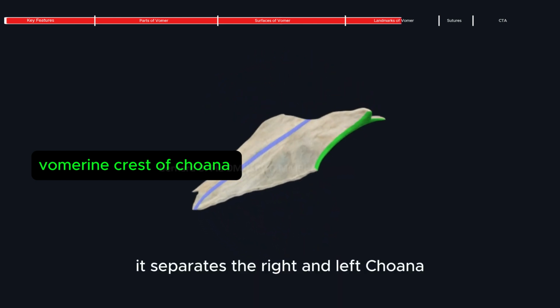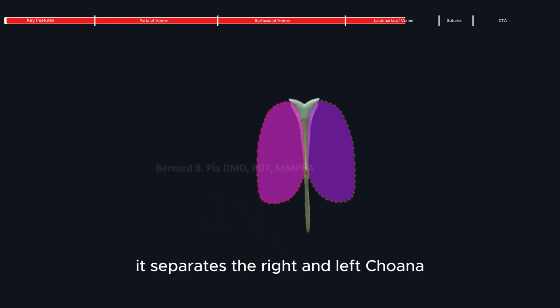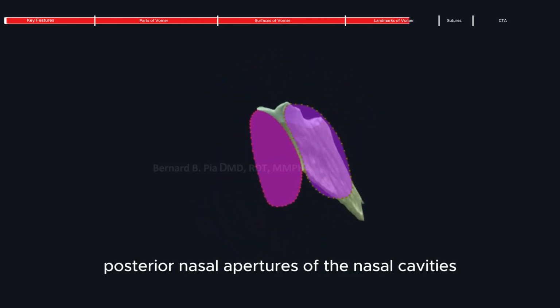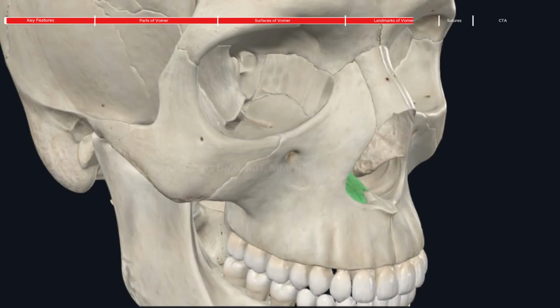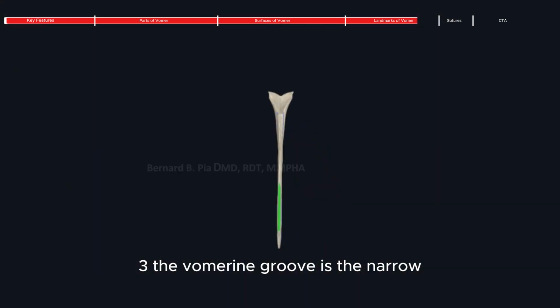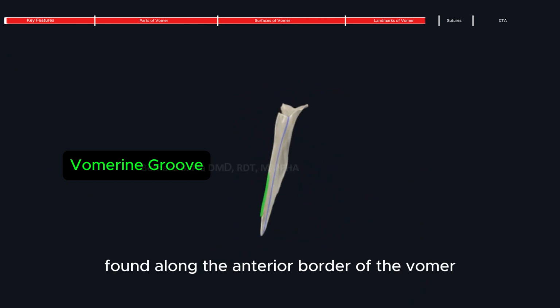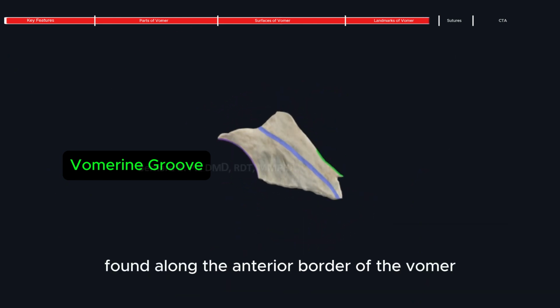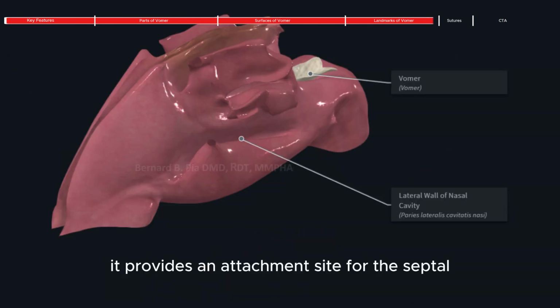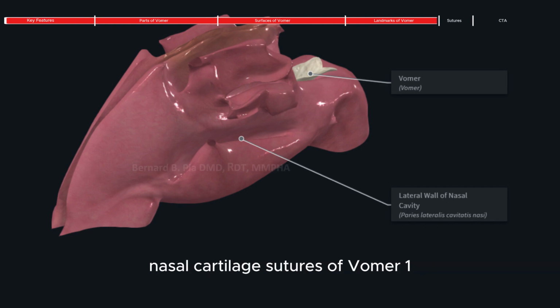vomer. It separates the right and left choanae, the posterior nasal apertures of the nasal cavities. 3. The vomerine groove is the narrow, shallow depression found along the anterior border of the vomer. It provides an attachment site for the septal nasal cartilage.